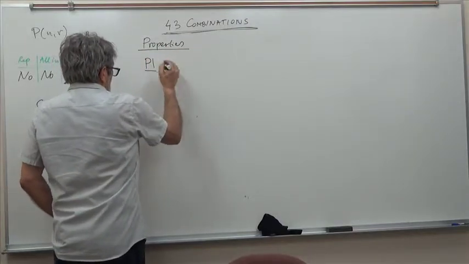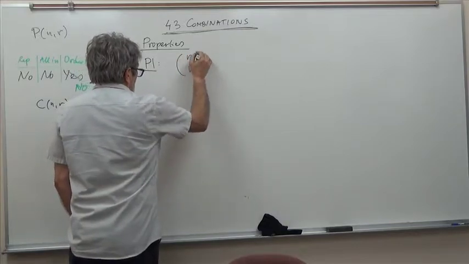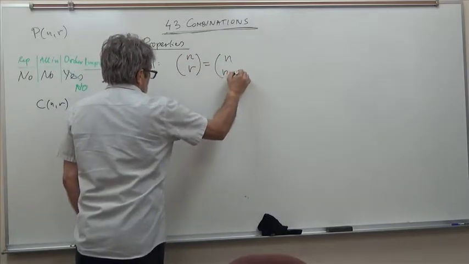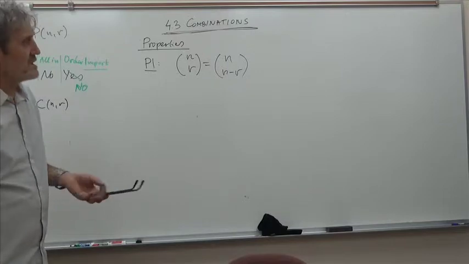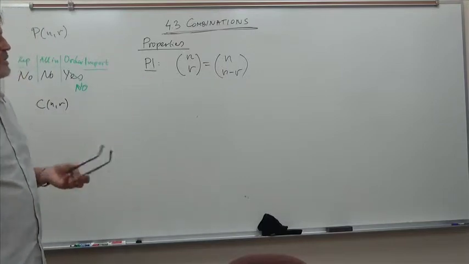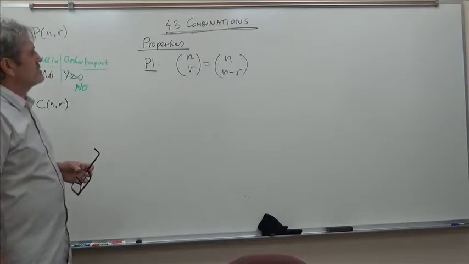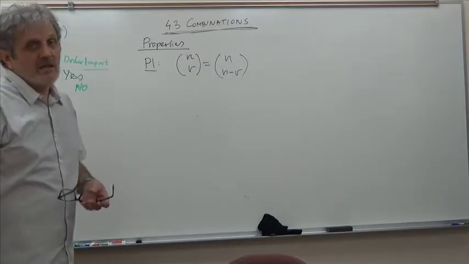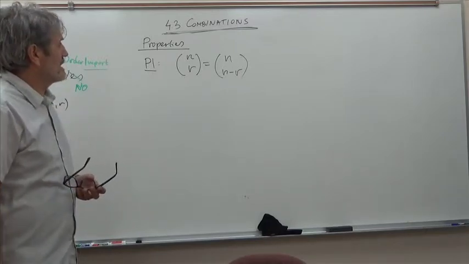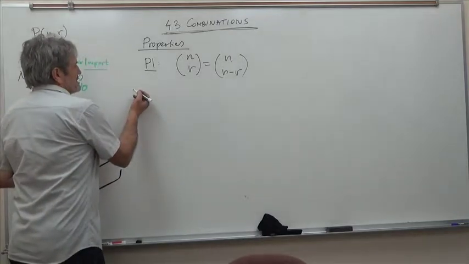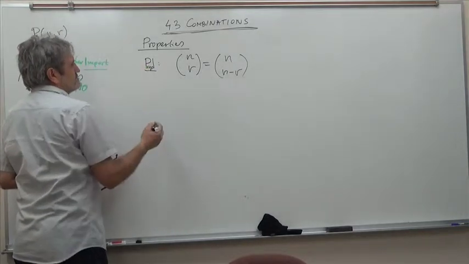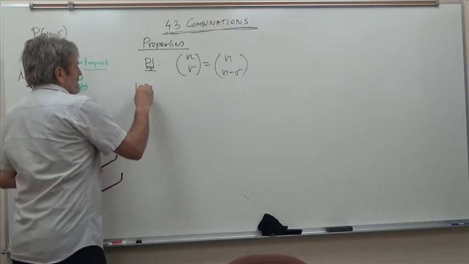Property 1. N choose R equals N choose N minus R. So first, why would we care? That's always the most important question. Why are we better off when we know this rule? Number 2 is what is the meaning, and configure it combinatorially, and then what is the rigorous proof. So here's why property 1 is important.